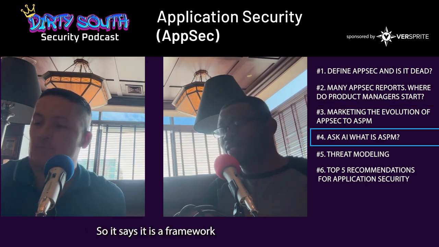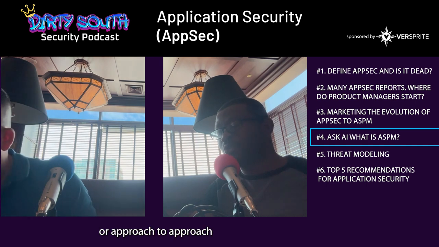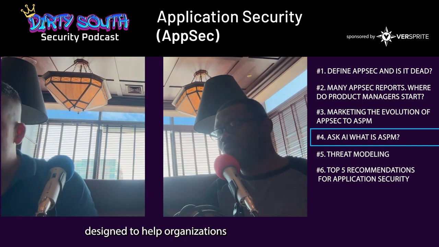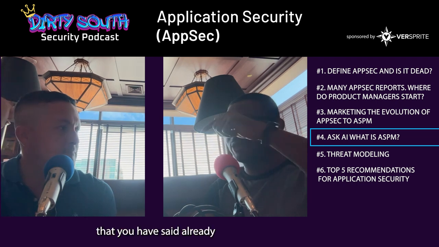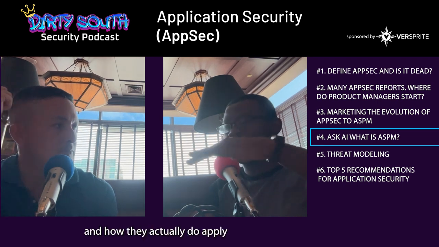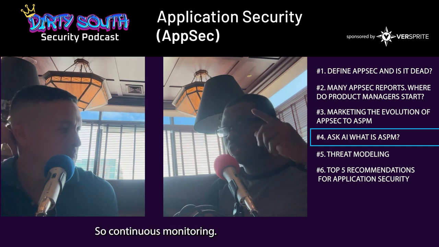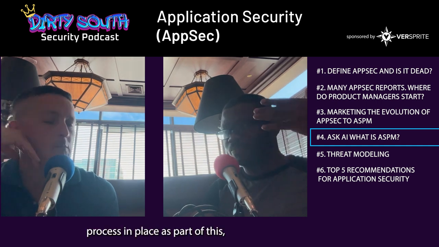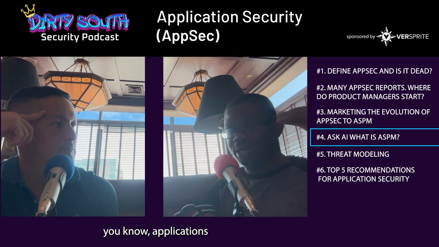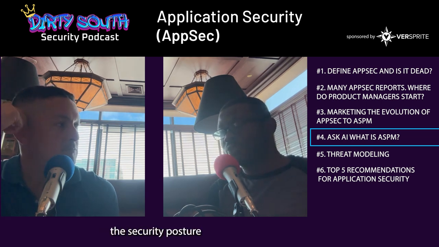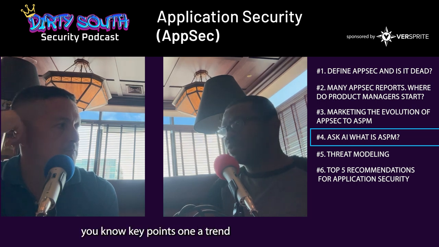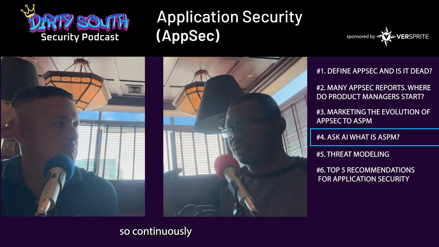So it says it is a framework or approach designed to help organizations continuously monitor, and I'm trying to emphasize the things that you have said already. And how they actually do apply in this definition, right? So continuous monitoring. Like having a process in place as part of this application security assessment, right? So assess and manage the security posture of their applications. All right. So the focus is basically, key points, monitoring. So continuously having that monitoring capability within the application.